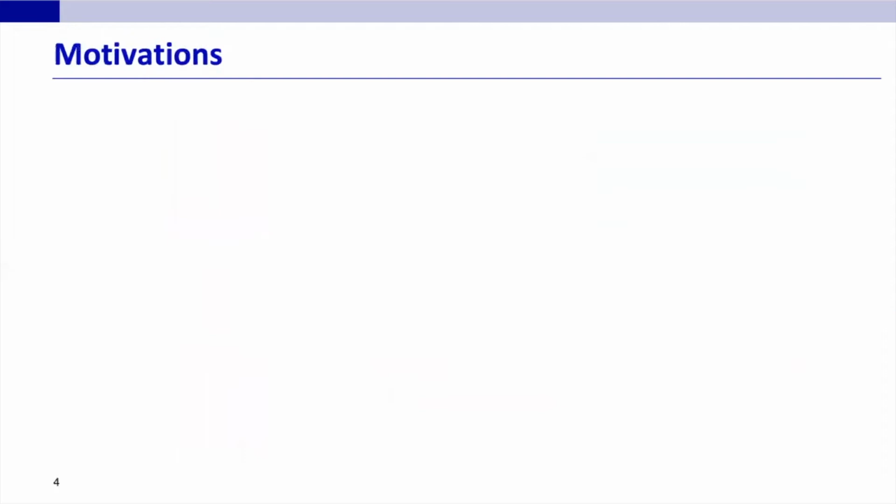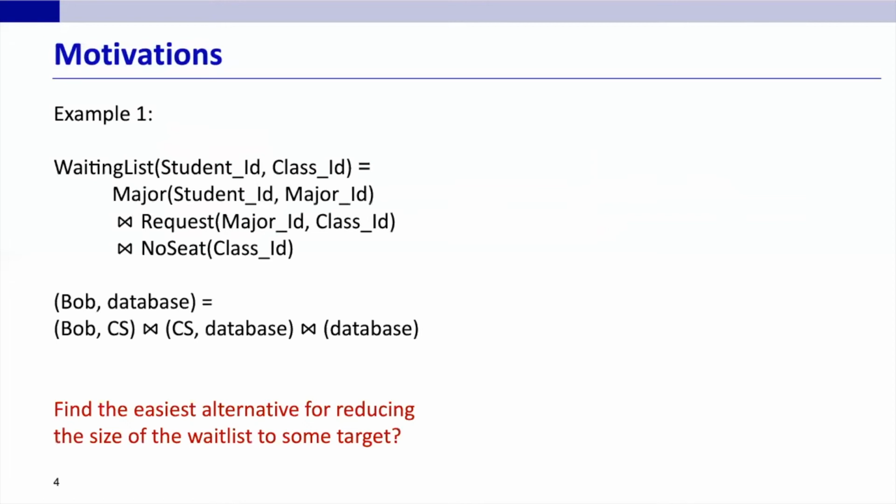There are two motivations for the ADP problem. First, it can be used to obtain a desired change in the output size with minimal intervention on the inputs. This example is for managing waiting list for the class in a university. Bob is on the waiting list for a database class. If Bob intends to major in CS and CS requires a database course, and there are no seats available in the database course, the university may try to figure out the easiest alternative for reducing the size of a waiting list to some target, which corresponds to removing tuples from the input database.